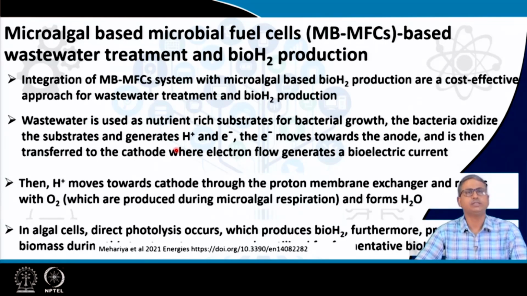Now, the hydrogen or the proton moves towards the cathode through the proton exchange membrane and reacts with the oxygen, which is produced during the microalgal respiration and from the water. In algal cells, direct photolysis occurs, which produces biohydrogen. Furthermore, the produced algal biomass can be utilized for this production.